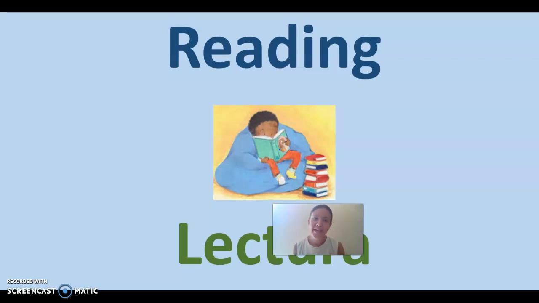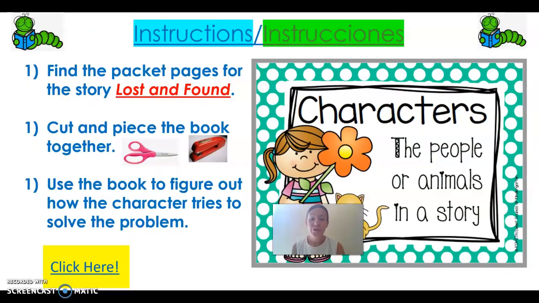No school on Monday, so we're back at it on Tuesday to do some reading. And the first thing you guys are going to do is make another book, just like we've been doing from your learning packet. So, you're going to find the packet pages for the story Lost and Found. And you're going to need scissors and a stapler, just like last week, to piece your book together.